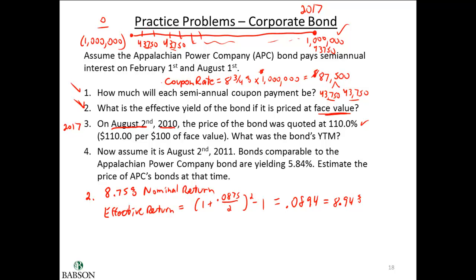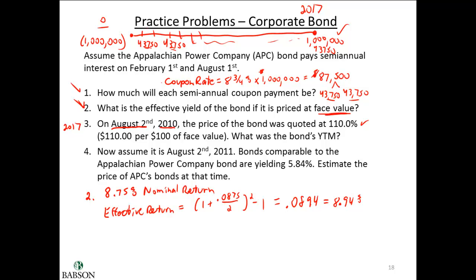Now, why would you do that? Why would you pay more for a bond that's going to pay you back $1 million? Well, you'll pay more because it's giving you coupons of $43,750 when bonds in 2010 would be giving lower coupons.